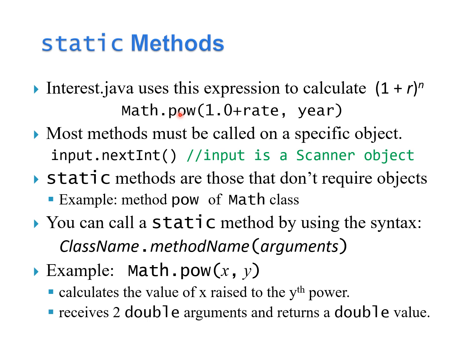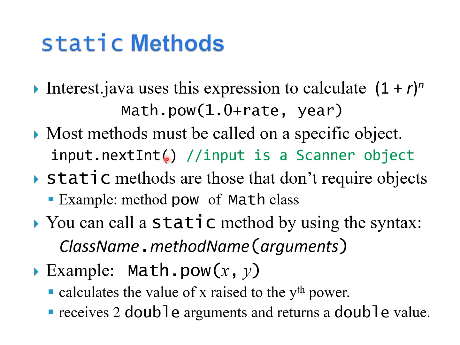Recall that classes provide methods that perform common tasks on objects. Most of those methods must be called on a specific object of the class. For example, to call the method nextInt of the Scanner class, you need to create a Scanner object such as input, and then call the method nextInt on the input object by writing the object's name, then the dot, then the method name, followed by the arguments in parentheses.